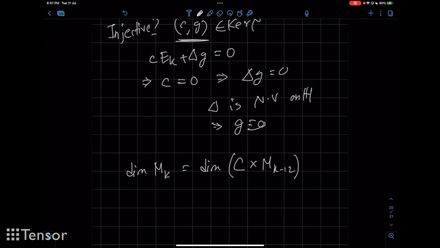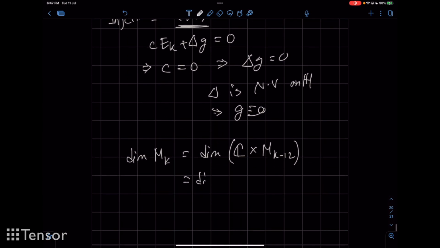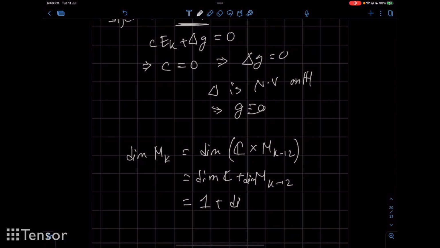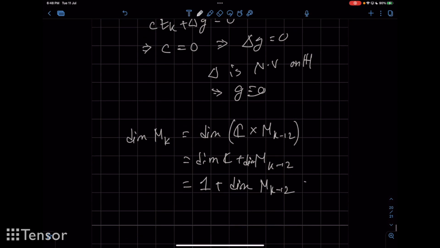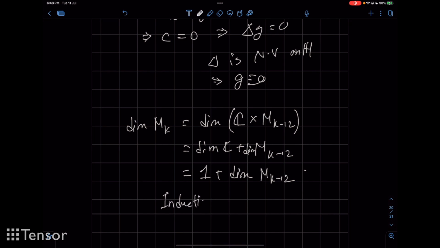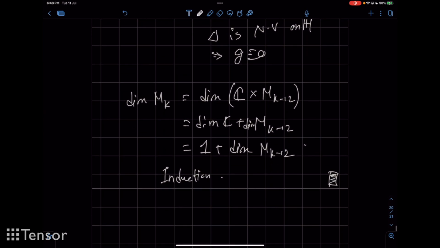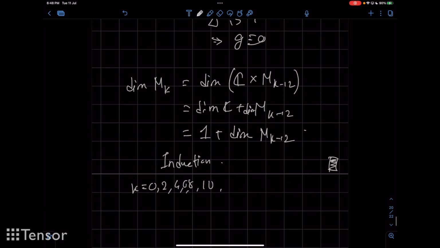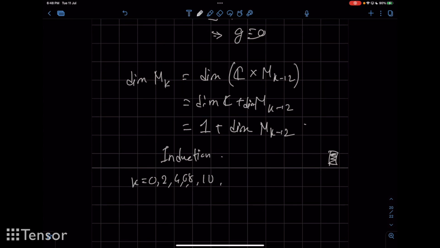And this is the dimension of C plus the dimension of M_{k-12}. The dimension of C is 1, and so by induction we are done. So we just proved the base cases for k equals 0, 2, 4, 6, 8, and 10. And for the higher ones, we can just reduce by 12 every time.